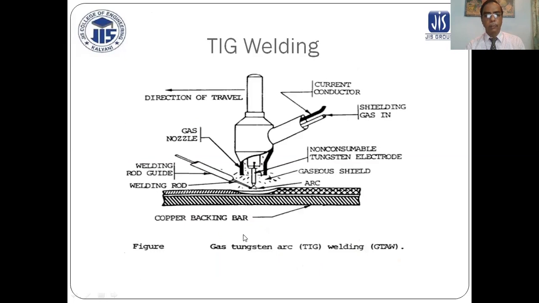TIG welding, how the welding is performed. This is the non-consumable electrode, gas nozzle, and current conductor, and the direction of travel. This is the welding rod, and this is where the arc is formed, and this is the welding direction of travel in this way. So the welding rod and guide. This is the guide.